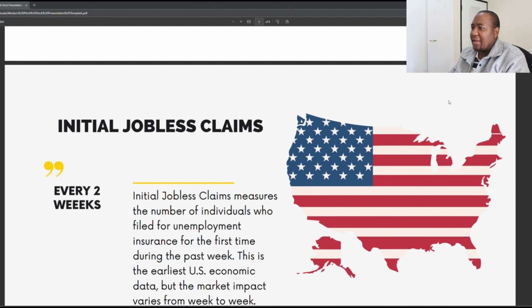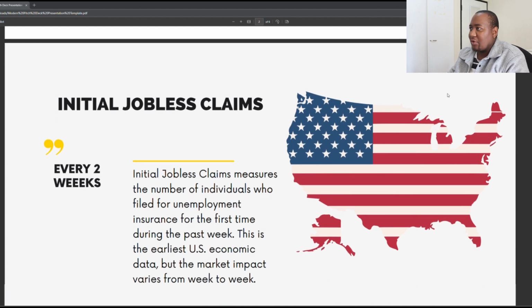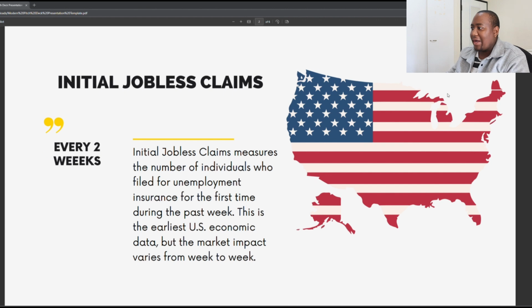Just per definition, this is a procedure that we do each and every time to make sure that you guys understand. Of course, we know that we are trading the US initial jobless claims, and as the name suggests, it measures the number of individuals who filed for unemployment insurance for the very first time during the past week. This is the earliest US economic data, but the impact of course varies from week to week. So usually you will get it every 2 weeks or every 1 week, depending on the month of course that it occurs.